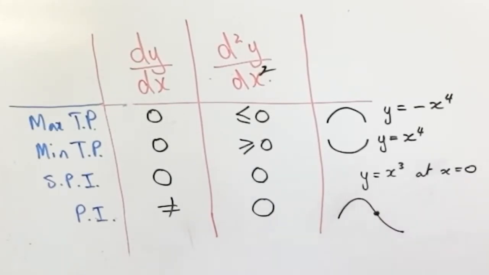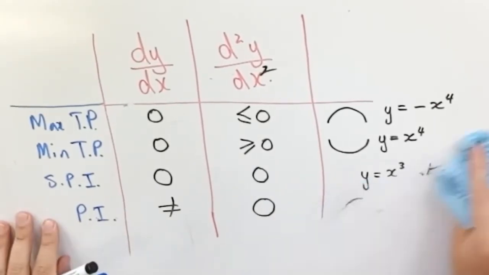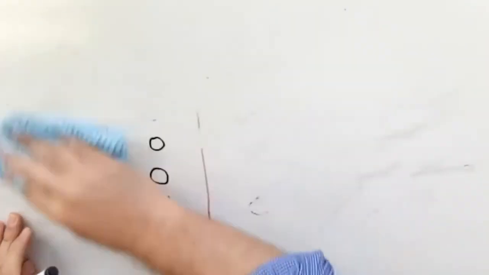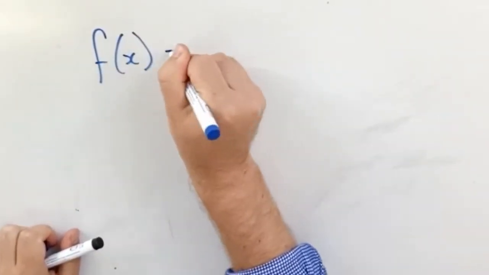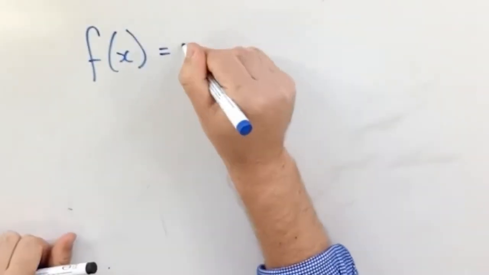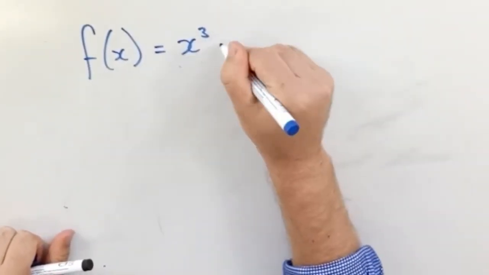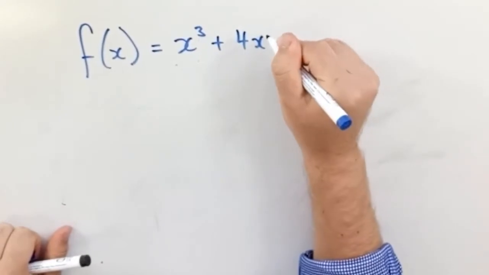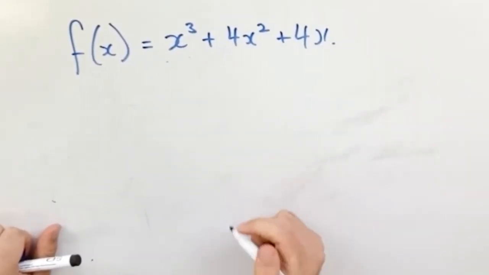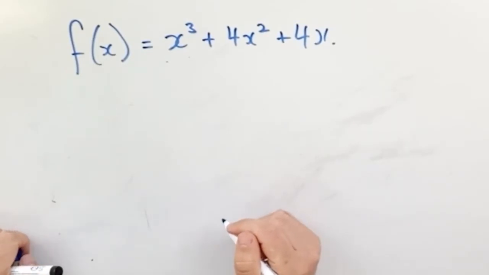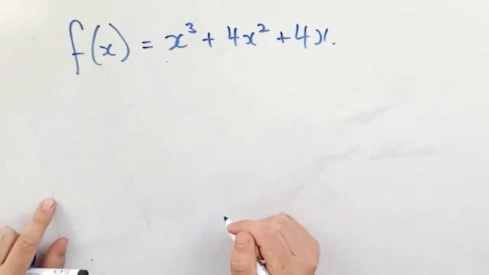Okay, let's have a go at one and see what happens. Okay, let's get rid of this. Let's see how we go. Let's try f of x is equal to x cubed plus 4x squared plus 4x. Okay. What can we do with this? What do we know so far? Let's try and work out a few things.